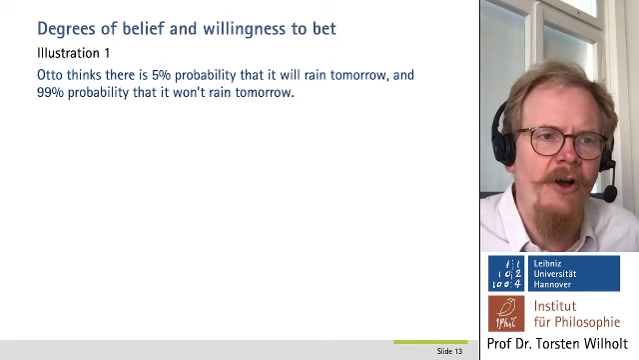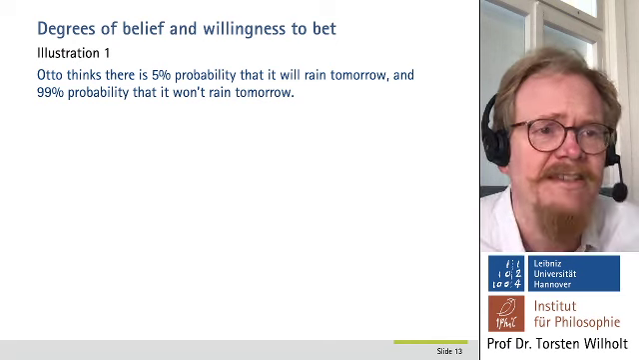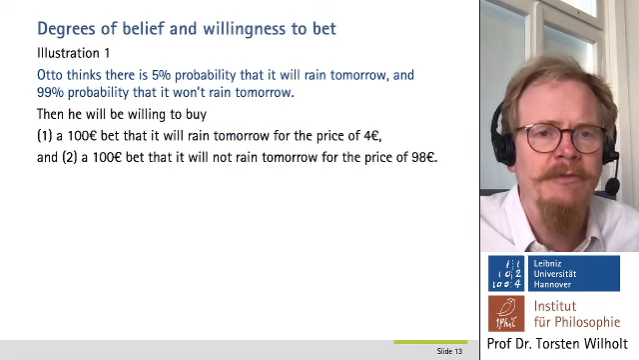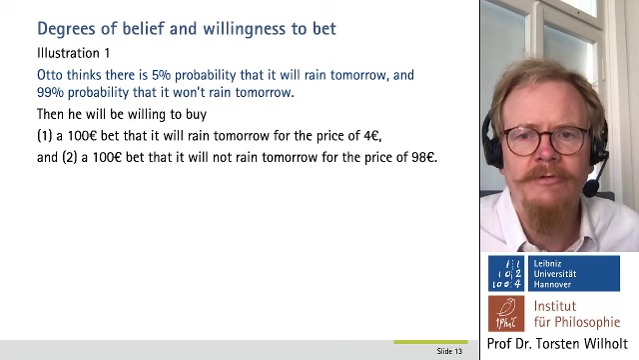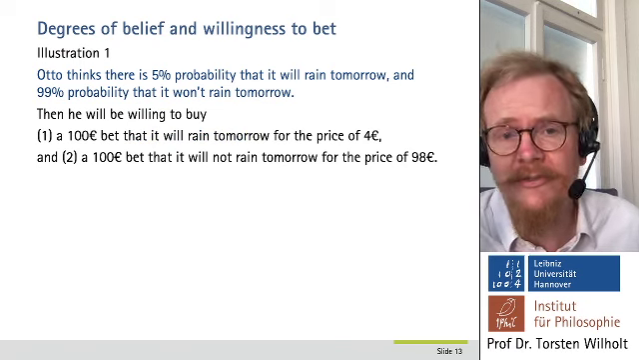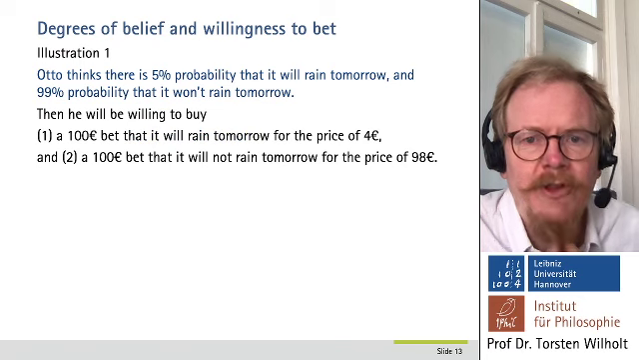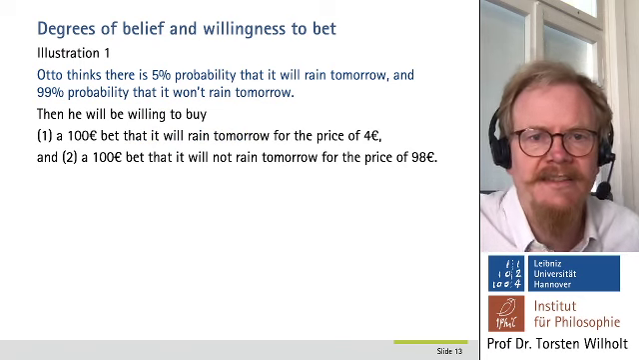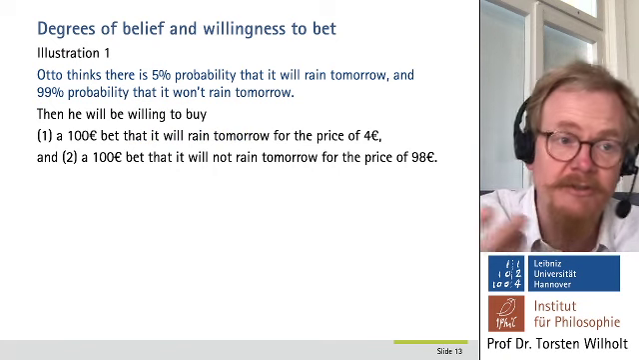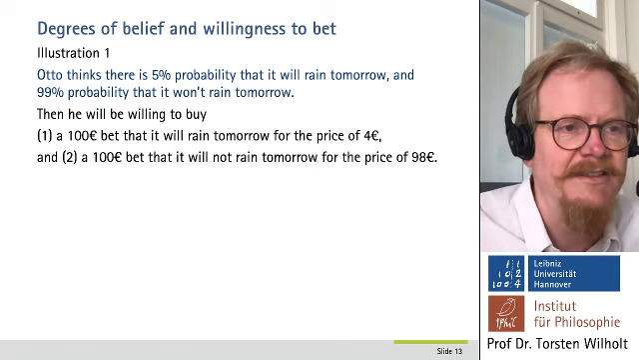And now, if Otto has these kinds of subjective probabilities and he's willing to buy and sell bets in accordance with his subjective probability judgments, then he should be willing to buy the following bets, namely number one, a 100 euro bet that it will rain tomorrow for the price of 4 euro, because he thinks that there's actually a 5% probability, so he would pay up to 5 euros, but he'll happily buy the bet for 4. And also a 100 euro bet that it will not rain tomorrow for the price of 98 euro. This is because of his second belief. He thinks there's a 99% probability, so he considers 99 euros a fair price, and he's happy to pay a little less even for this nice bet.